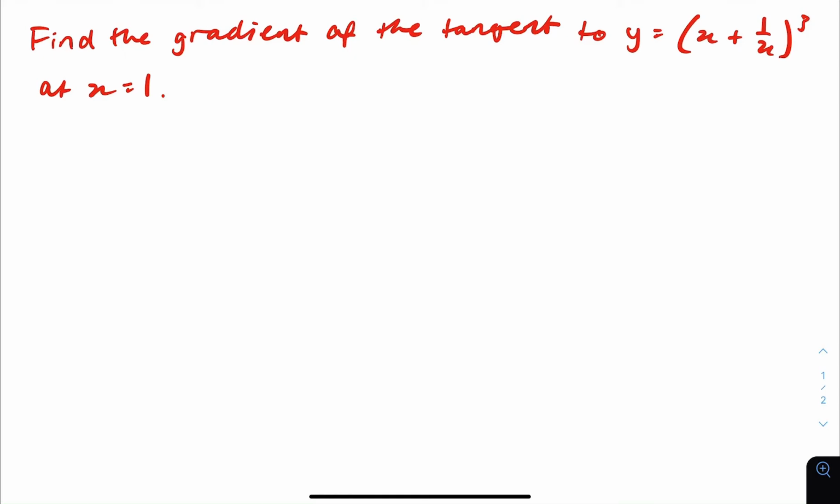Okay, so the question wants us to find the gradient of the tangent to y equals (x plus 1 over x) all to the power of 3 at x equals 1. So I'm going to write y in terms of powers of x just so it's easier to differentiate afterwards. Okay, now we're all set.